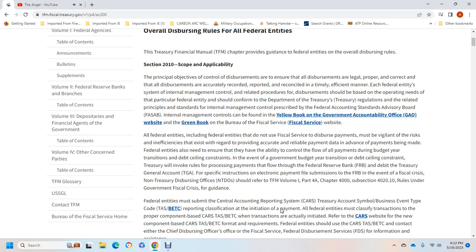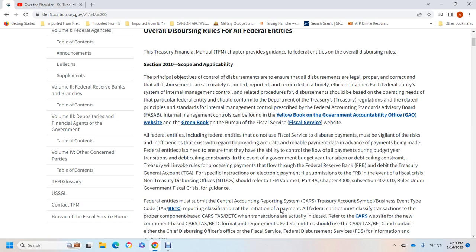Federal entities also need to ensure that they have the ability to control the flow of payments during the budget year transition. In the event of debt ceiling constraints, the Treasury will invoke rules for processing payments to allow the Federal Reserve Bank to debit the Treasury General Account, or TGA, specifically instructing electronic payment file submission.